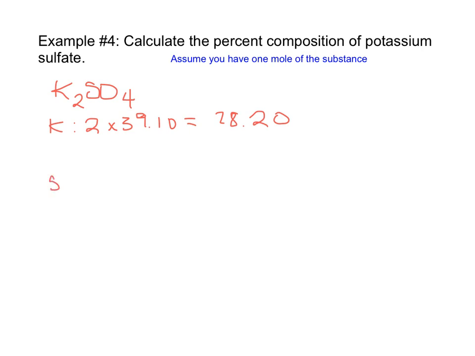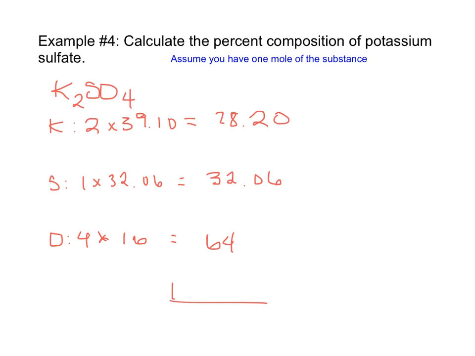And then we've got sulfur. There's only 1 of them. So 1 times, look it up on your periodic table. You get 32.06 grams per mole. And then the last one is oxygen. There's 4 of them. Each of them from the periodic table is 16. So 4 times 16 gives us 64 grams per mole. So if we add all of these together, we're going to get the molar mass, and it ends up being 174.26 grams per mole. This right here is our whole.